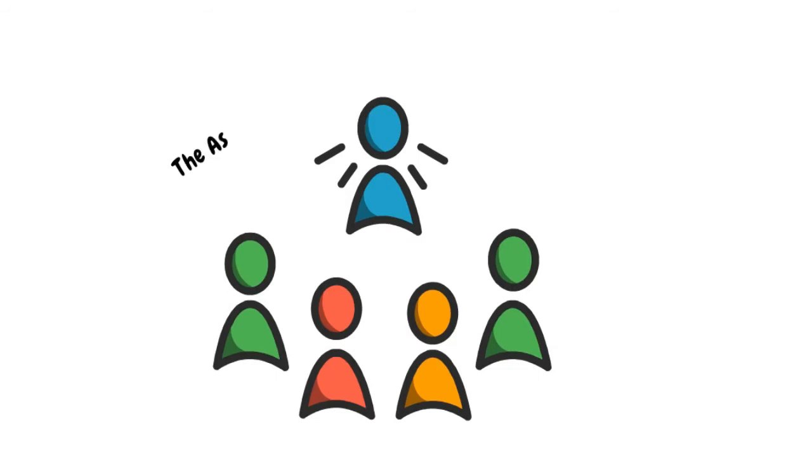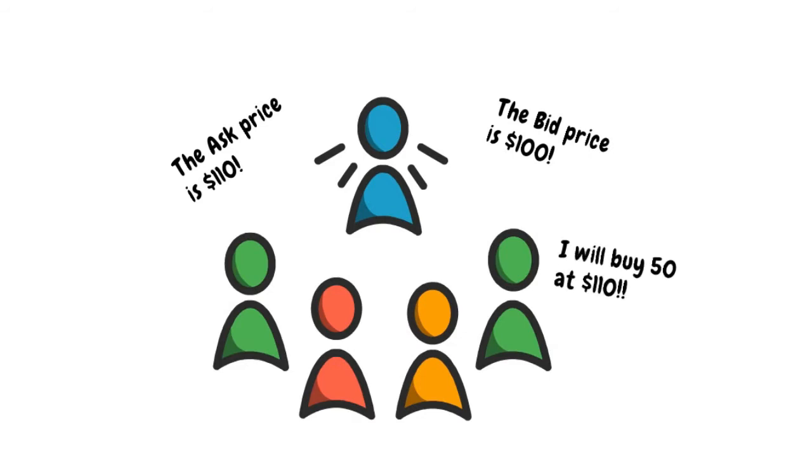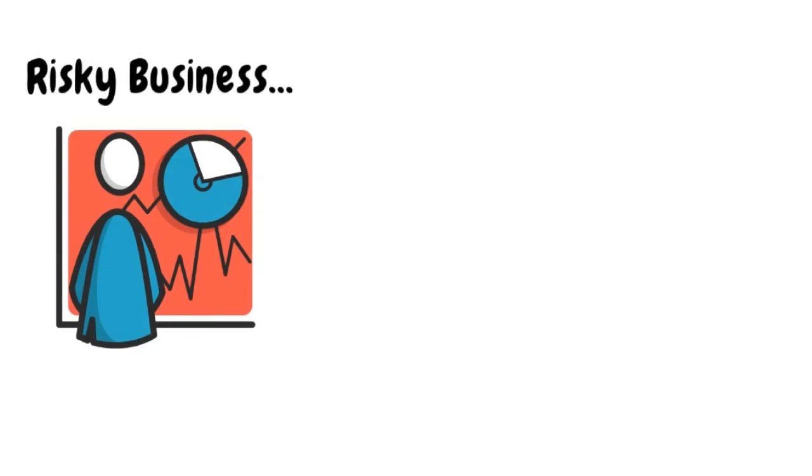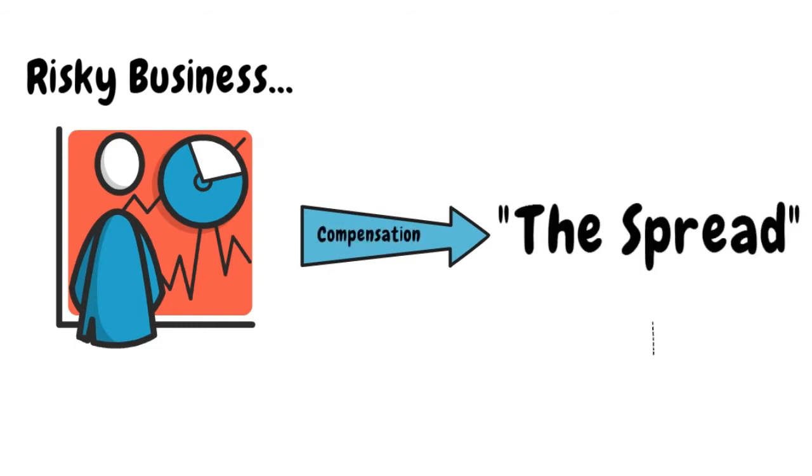The market maker sets the ask price, that is the price at which you can buy a given stock, and the bid price, the amount at which you can sell a stock, all based on demand and supply. Now, the market maker clearly engages in a level of risk just by holding the stock, and so the way they are compensated for this is through what's known as the spread. The spread is simply the difference between the bid and ask price.